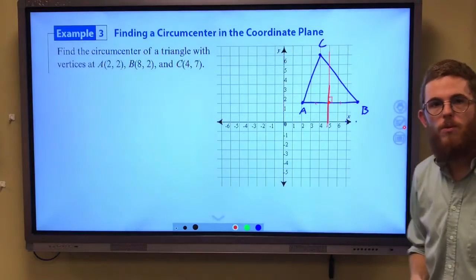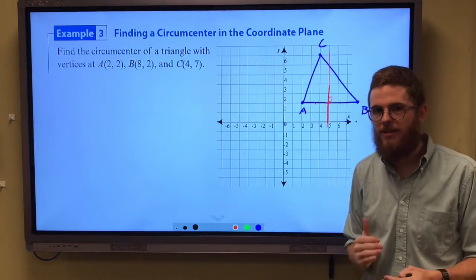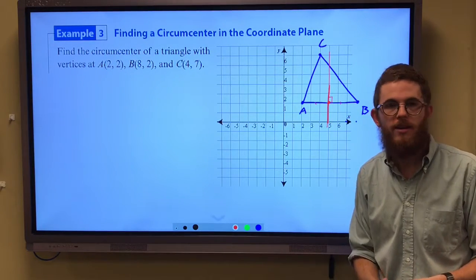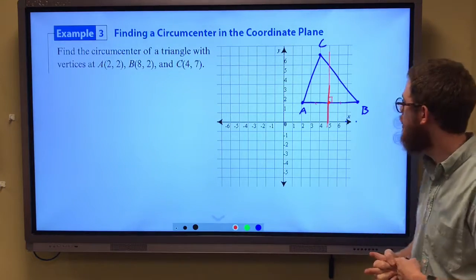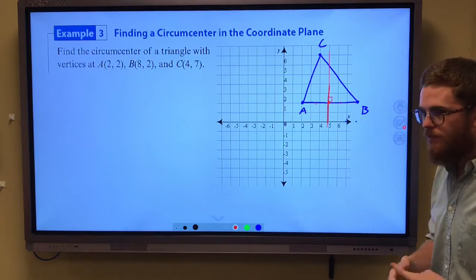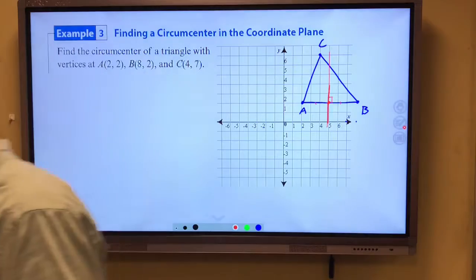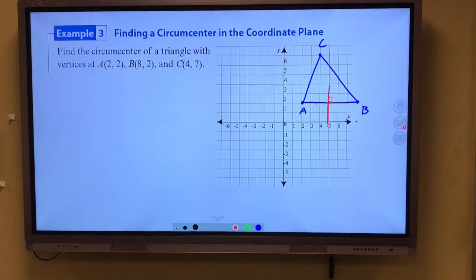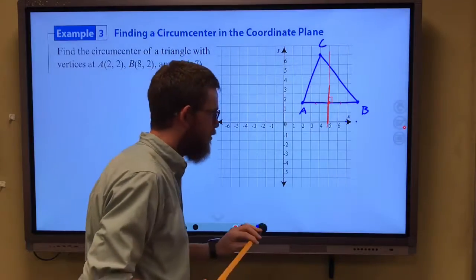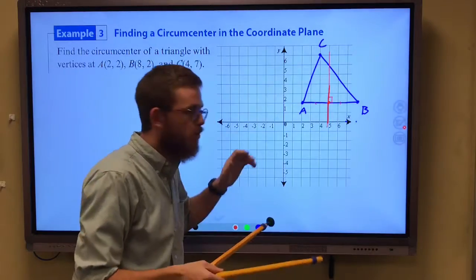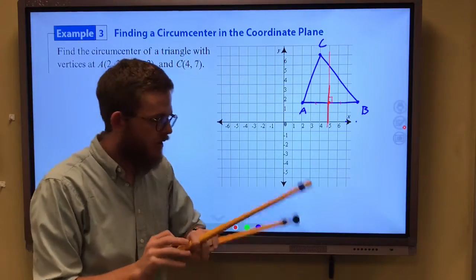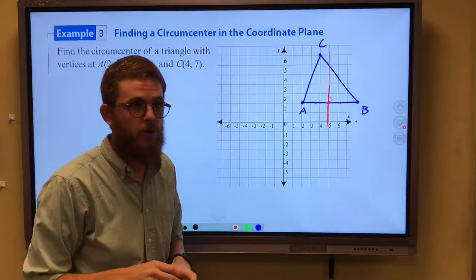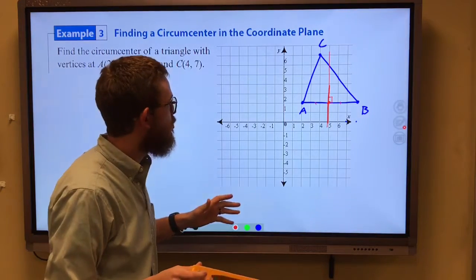But I need at least one more. If I can draw at least one more, then I can see where they're all going to intersect, and I will have my circumcenter. So I need to perform a perpendicular bisection. Now, here's the problem. This board doesn't like me. It doesn't like these tools I have here. So just bear with me here.